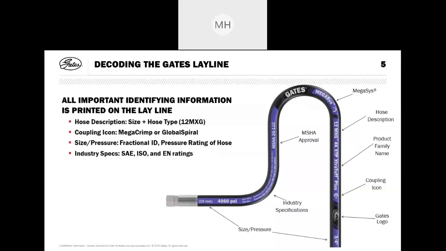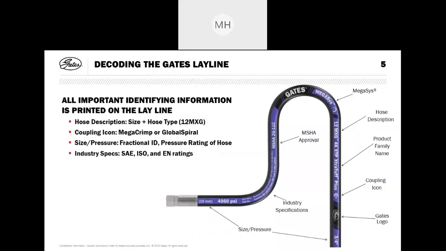Just below that, you have the product family name, which comes under the extra tough cover side of things. Then below that, the Gates icon for the GS coupling, the global spiral, gives us the indication on what coupling is applicable for this hose range. Of course, we have a Gates logo for branding purposes. Near the bottom, on the left and the right-hand side, we've got the size. So it's a 3/4 inch ID hose or 19mm ID, so we have that both in metric and imperial.